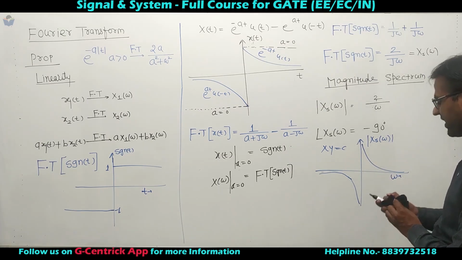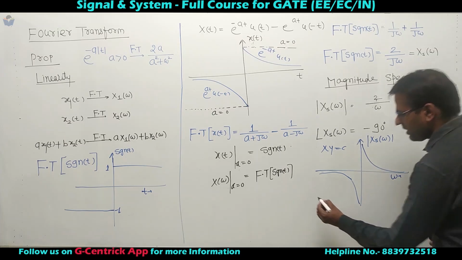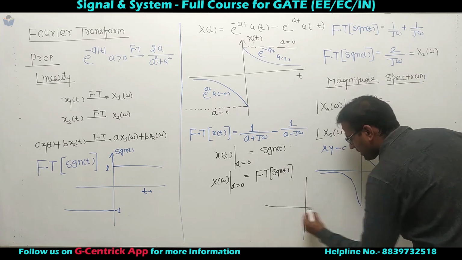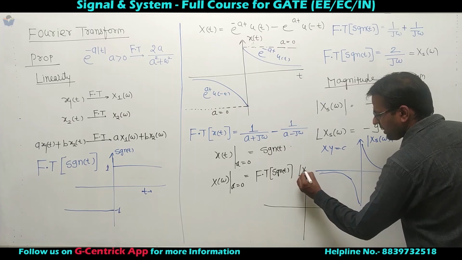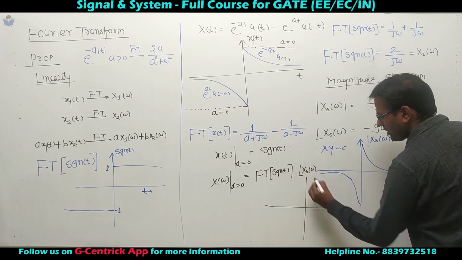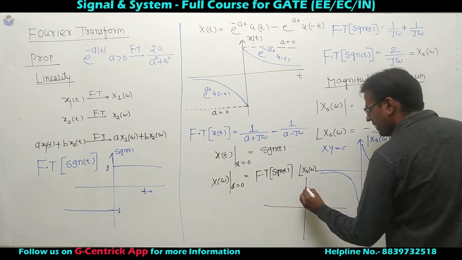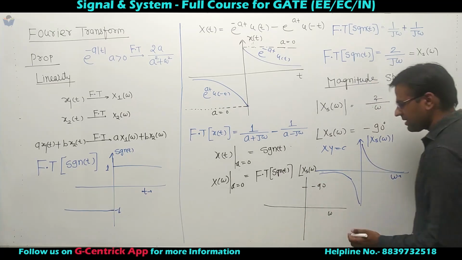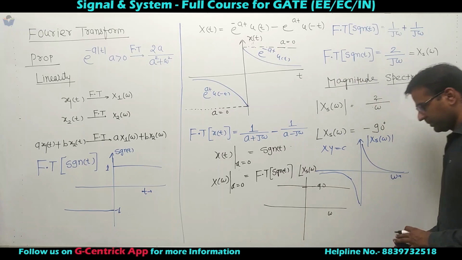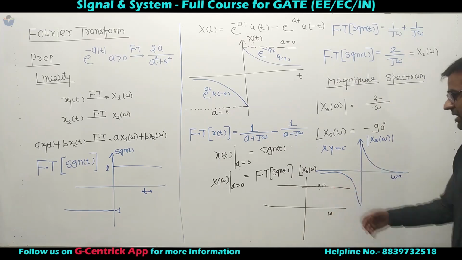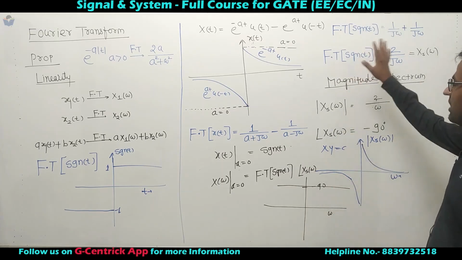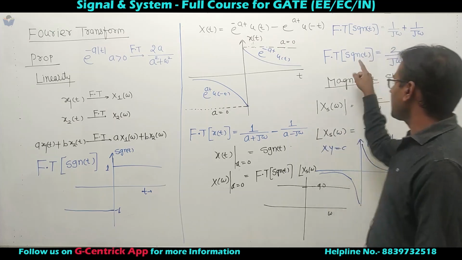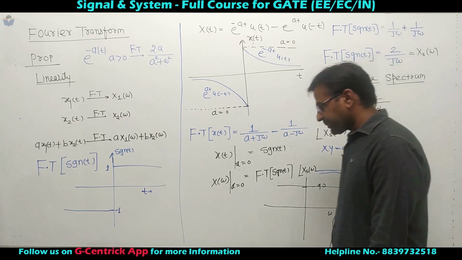And what about the phase spectrum? So I can say that the phase spectrum will be this. If this represents the angle of X(ω), this represents ω, and this represents minus 90 degrees. You can draw it above or below wherever you like. So this is minus 90 degrees.